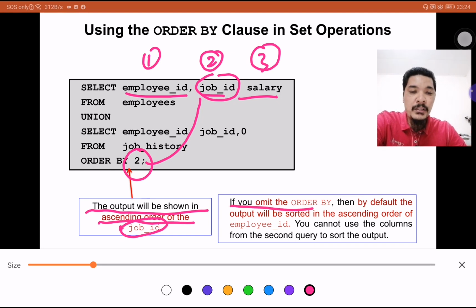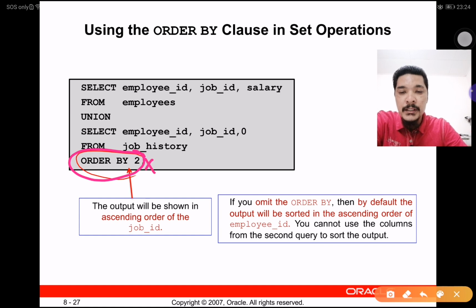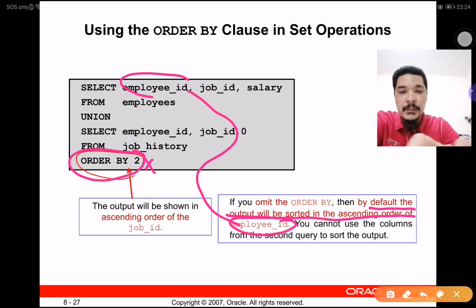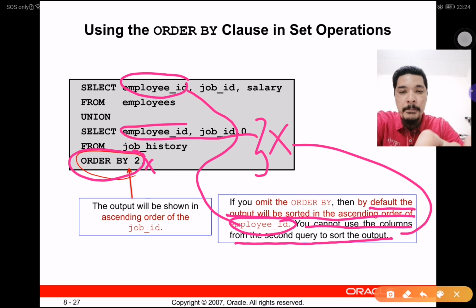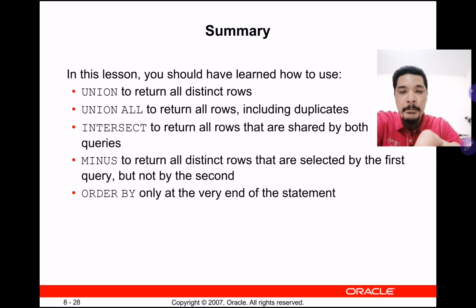Okay, if you omit the order by, then by default the output will be sorted in the ascending order of the employee ID. So if let's say we forgot to put this one, or we don't want to put this one, by default the output will be sorted in ascending order using the first one, employee ID. You cannot use the column from the second query to sort the output. So meaning that we cannot use this column in the second query. We're only using the first column here. Okay, so that's all.